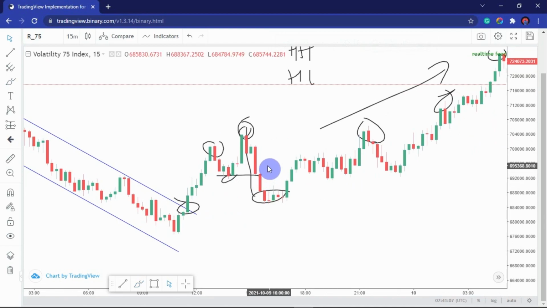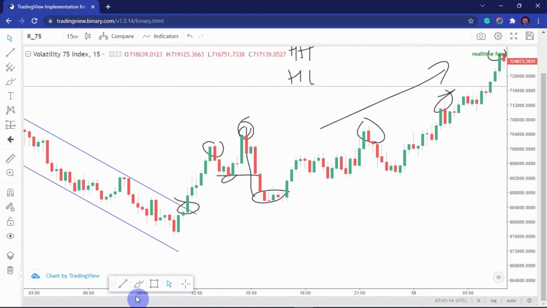So after you identify the trend, it is very, very important, guys, that you approach this with a clear mind, and that secondly you try to identify the trend's unique flow.